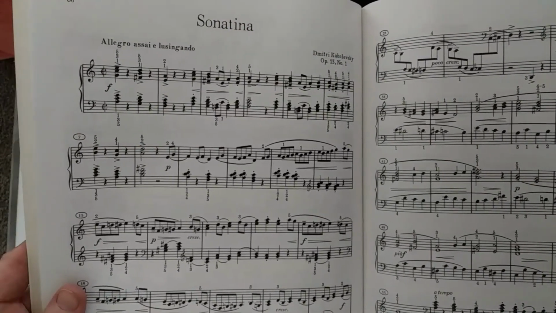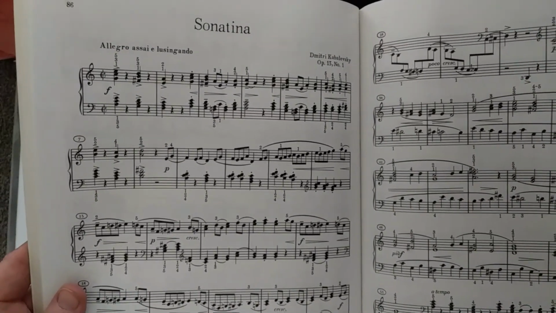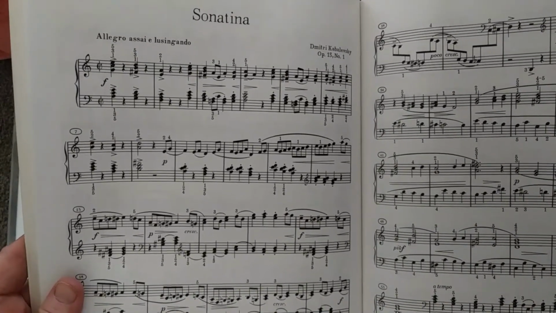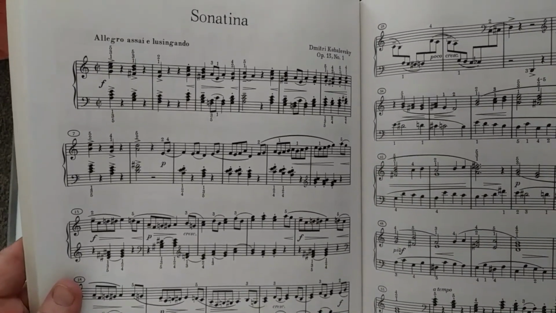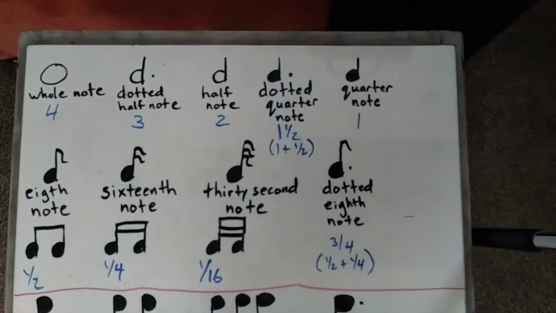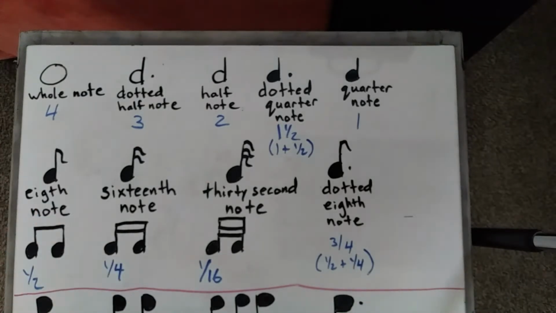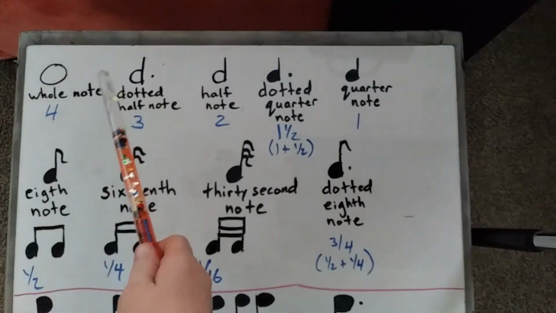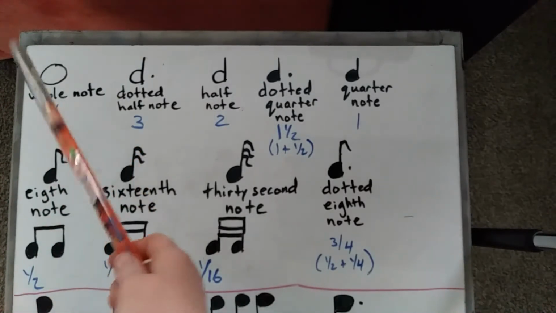So today we're going to talk about what the different types of notes are, what they're called, how many beats or counts each note is worth, and why they're called what they're called. Let's start here. We're going to start on this chart here. We're going to start with a whole note. The whole note is an oval. It is worth 4 beats.